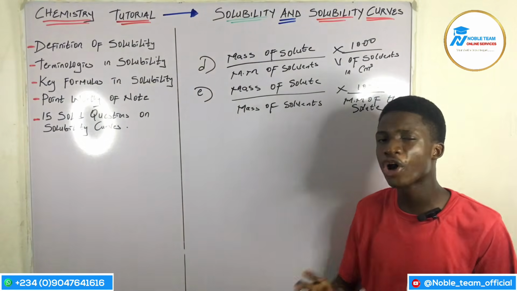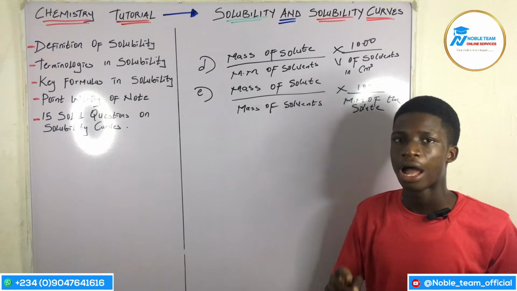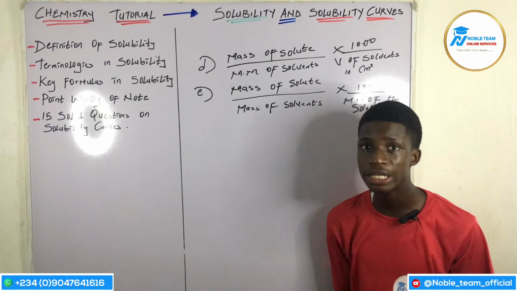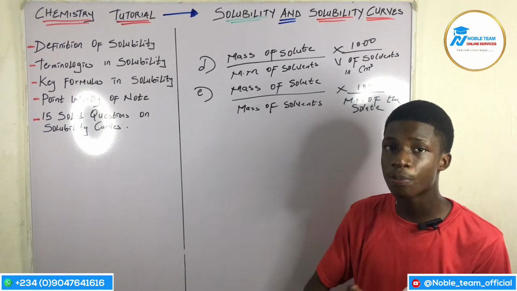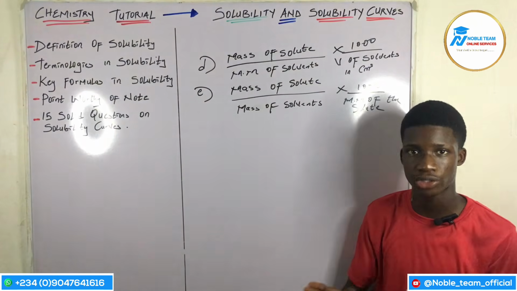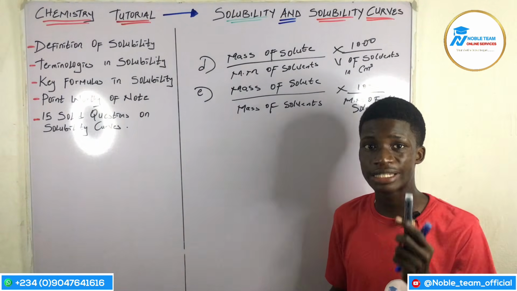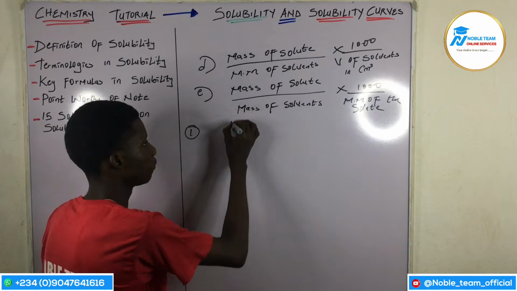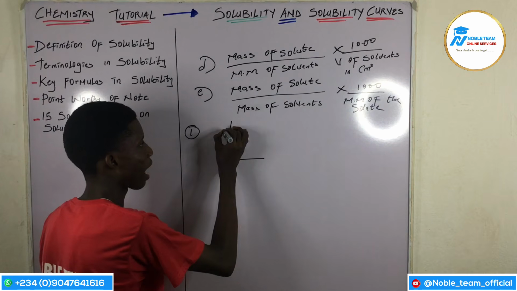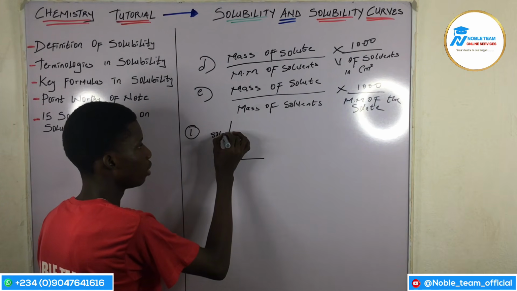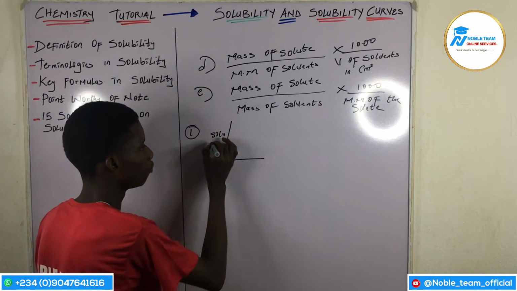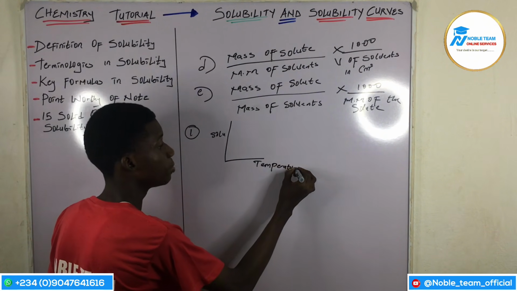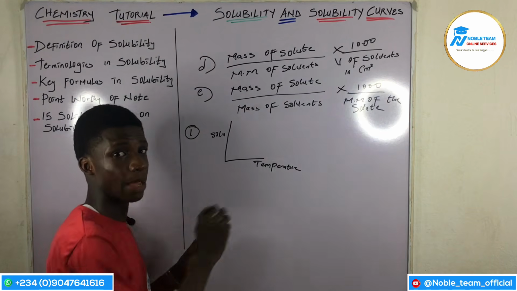Now the next one is points worthy of note. I'm going to be listing out key important points to take note of. In solubility, solubility is being plotted against temperature. This point must be noted. The graph is like this, with solubility on one axis and temperature on the other. In a solubility graph, solubility is plotted against temperature.